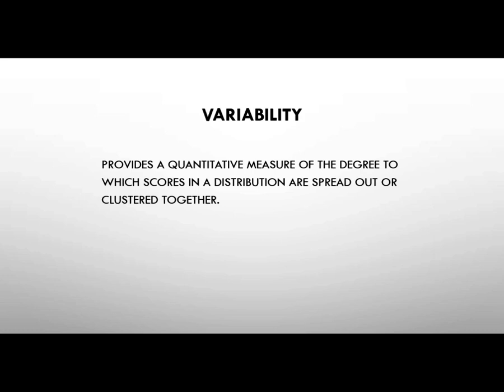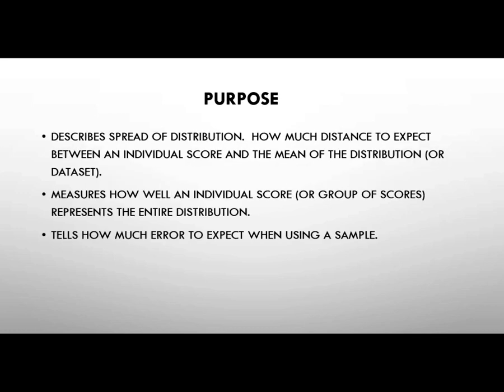Variability provides a quantitative measure of the degree to which scores in a distribution are spread out or clustered together. All right, so the more spread out our scores are, the more likelihood of error, right? So if we're clumped around the center, then we probably are pretty close to the actual mean. So the purpose of determining variability is that it describes the spread of our distribution, how much distance to expect between an individual score and the mean of the distribution or data set. It measures how well an individual score or group of scores represents the entire distribution.